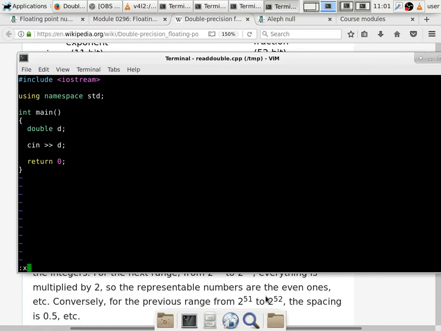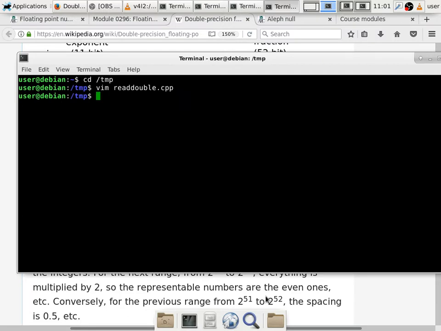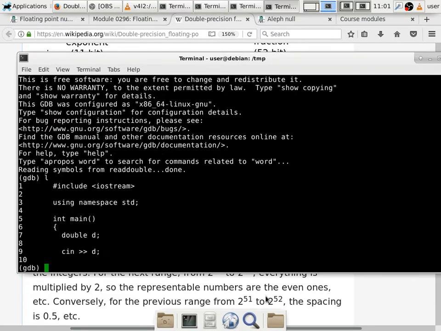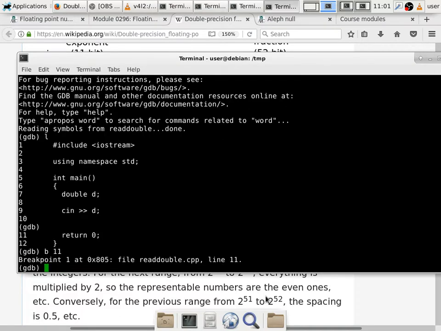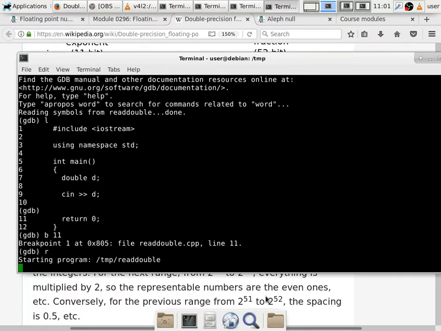Let's try this. But the way to run this program is not to run it on the command line, but through the debugger. So we first have to compile this. Okay, g++ -Wall read double, read double.cpp. Oh, I forgot a -g, so that we can use the debugger. There we go. Okay, gdb read double. List the program, put a breakpoint on line 11 so I can examine the variable D. Run the program. Now it's asking me to type a number.